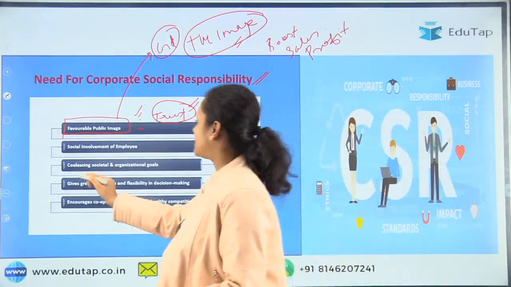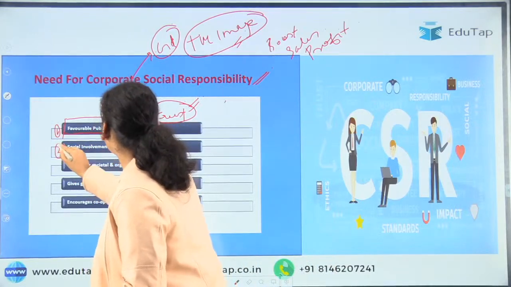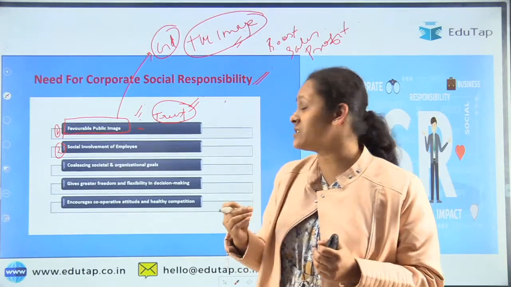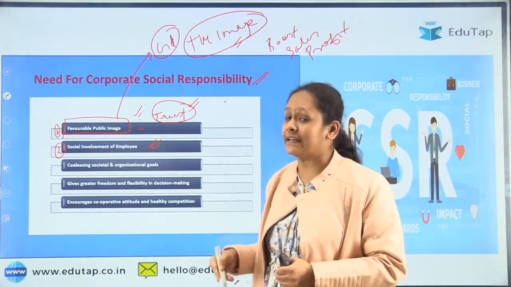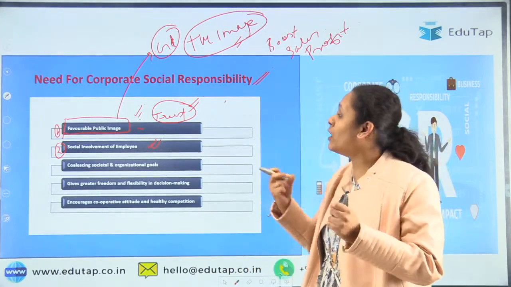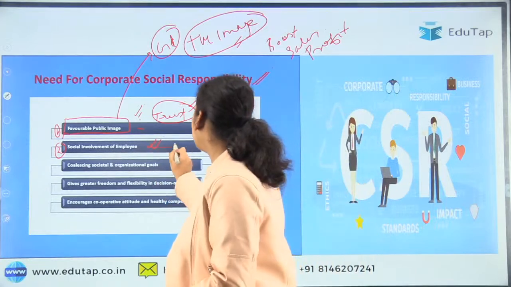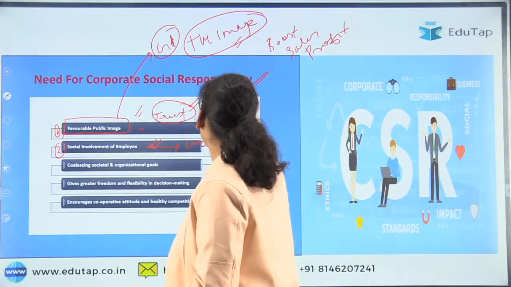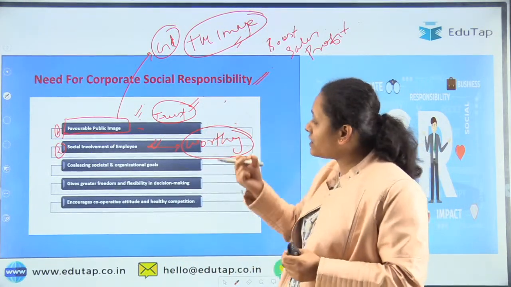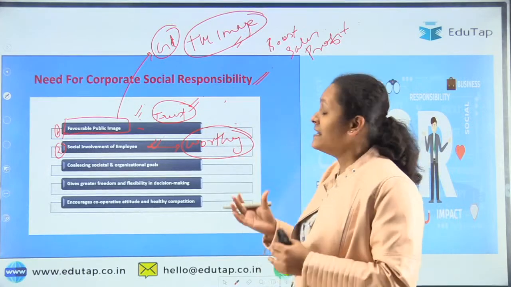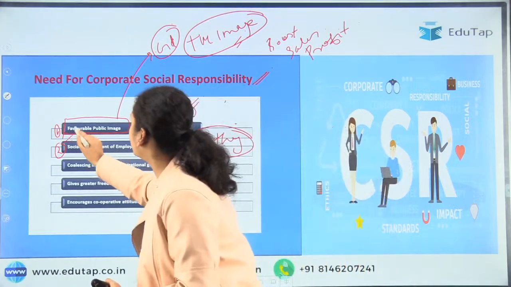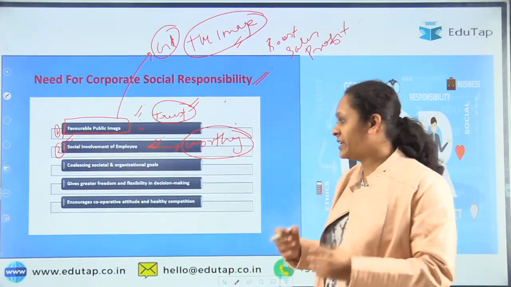Okay? Now, the second aspect is social involvement of employees. There are a lot of employees who want to contribute towards the society. And when a company promotes corporate social responsibility, it can retain worthy employees. There would be a lot of employees who are very good at their work and who equally want to contribute to the society. If they see that the company is promoting this, they would like to stay in the organization for a longer period of time.